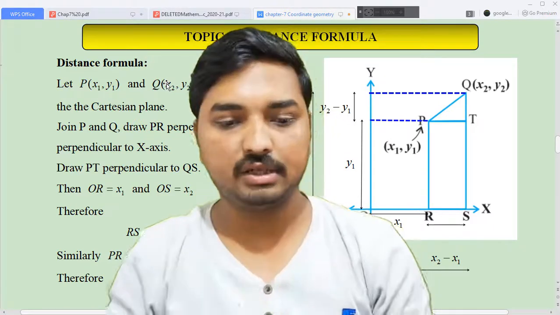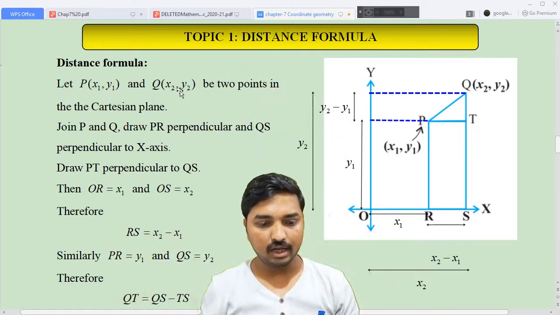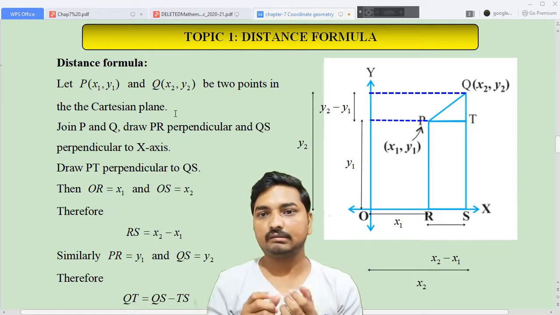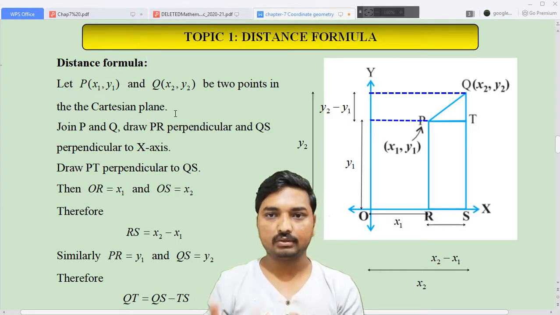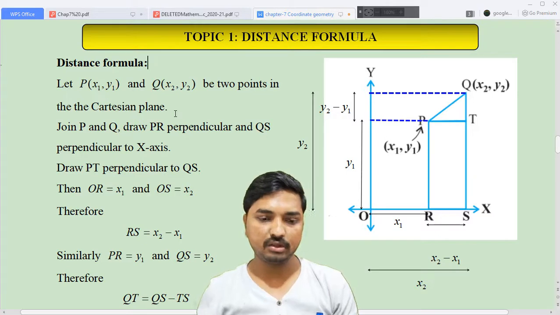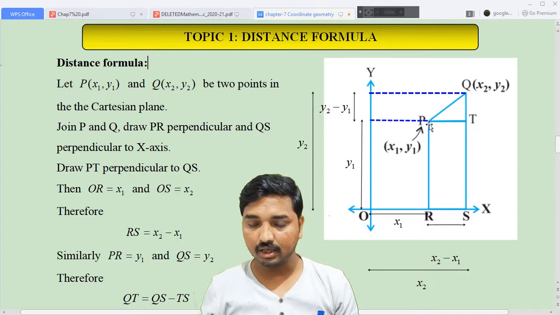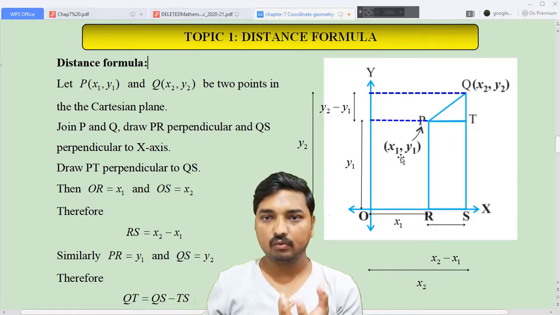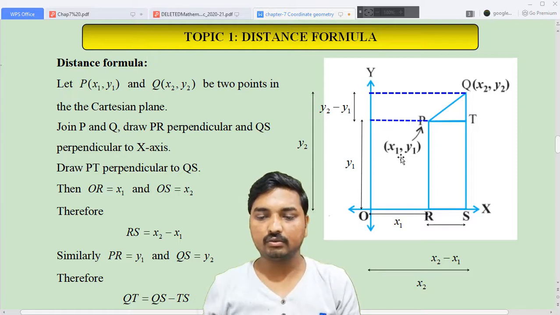Now look at the derivation of the distance formula. Let P(x1, y1) and Q(x2, y2) be 2 points in the Cartesian plane. I'm considering the general case, that's why I'm using x1, y1, x2, y2 like that. P and Q are the 2 points. Now look at the figure carefully. This is a figure similar to the one in your NCERT textbook, but I'm going to modify it and add something. Just look at the figure, you can understand later.